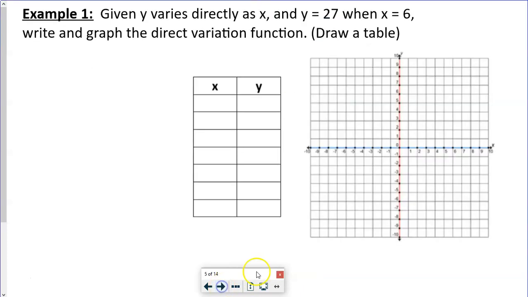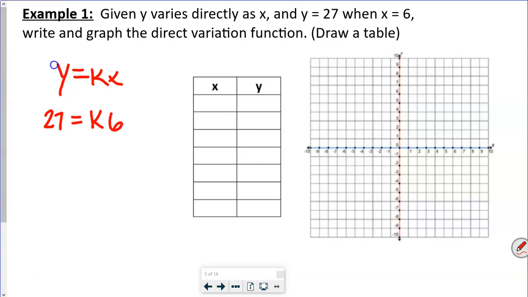So in example 1, it says, given that y varies directly with x and y is 27 when x is 6, write and graph the direct variation function. So the first step is to write the equation y equals kx. And then we're going to fill in the variables. Given that y varies directly, we're going to say 27 equals y, and then k times 6.